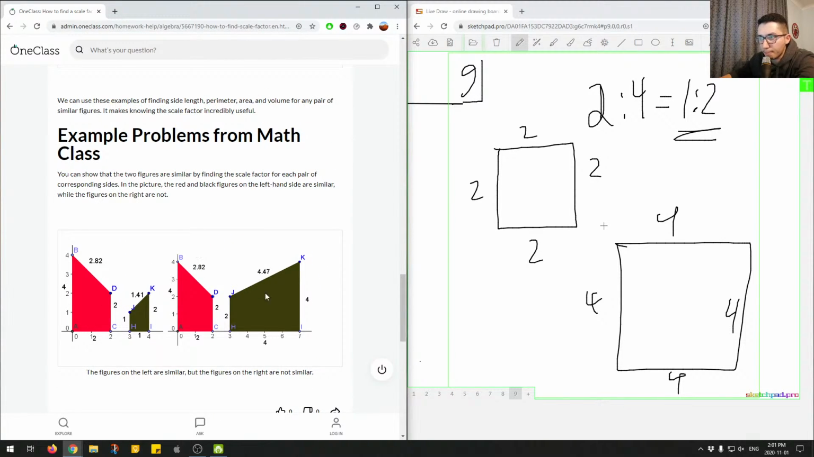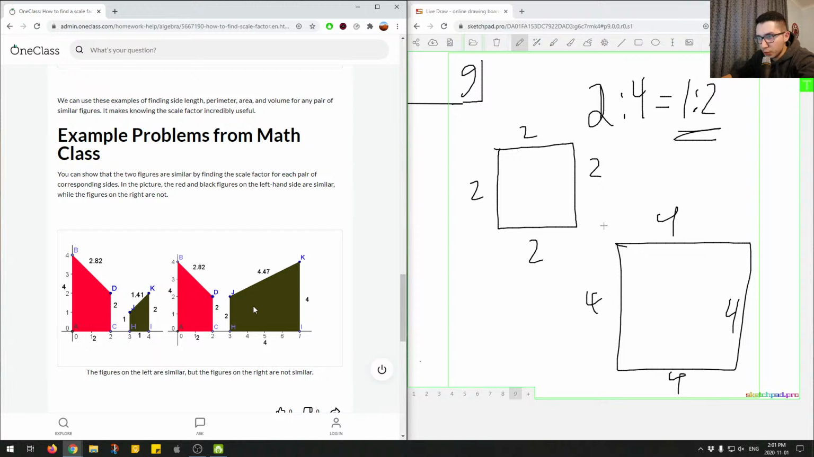This is a trapezoid shape. You can see that it's flipped on this side, but if we look at the angled side, we have 1.41, and then this side is 2.82. So 1.41 times 2 will give us 2.82. So we know this is a 1 to 2 ratio. Similarly for the base and the other sides. In this situation this is flipped, but it doesn't matter for the scale factor.